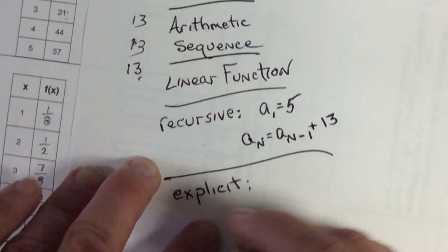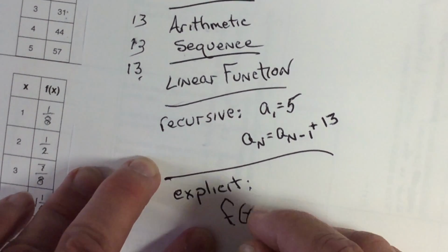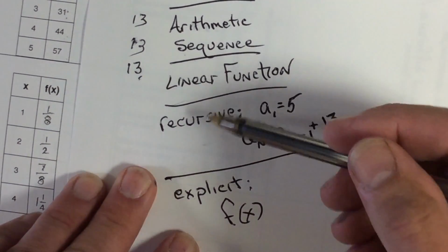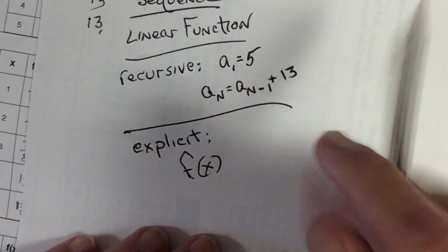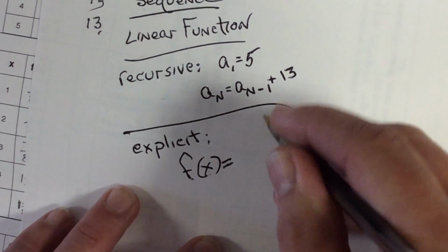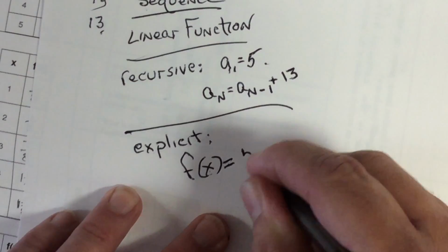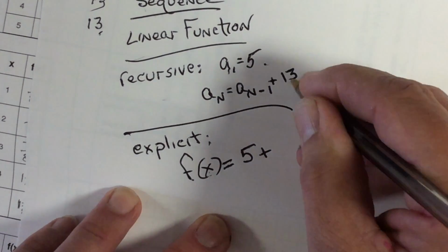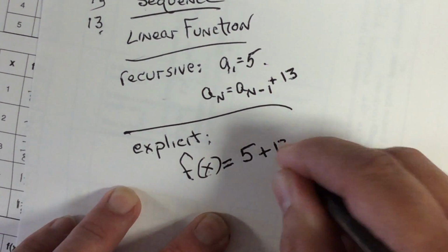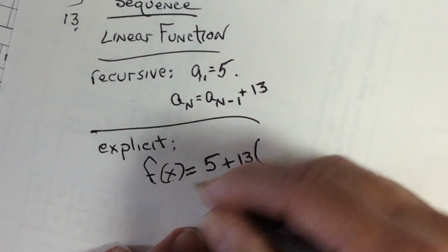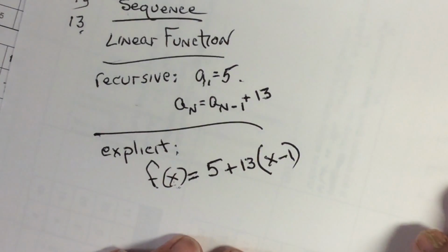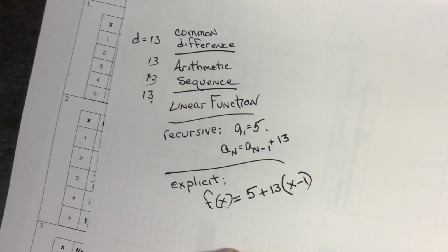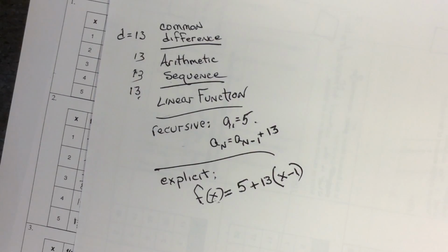Well, here's my explicit formula. It's f of x, which means I'm going to try to figure out what term I would have if I picked this number, and it's going to be equal to the first term, which is 5, plus the common difference, which is 13, times whatever number I'm looking for, minus 1. And I'm done. And in the end, once you're okay with this, that's how long it should take you to do this.